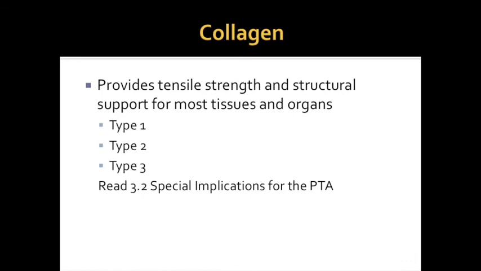Type 2 is supportive and it's found in cartilaginous tissue. Type 3 is a highly soluble collagen, and it is the one that is first deposited in the wound bed. It is strong, but it is a thin filament, and it's very supple and elastic.